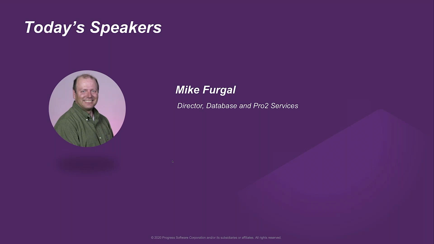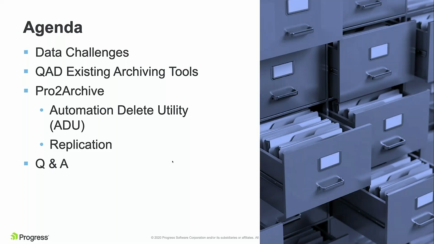Thank you very much, Susan. So today we're talking about our Pro2 Archive product. It's really a product and a service. And this is the agenda we're going to walk through. We're going to talk about data challenges for QAD, what exists today, what Pro2 Archive is, and it is actually a combination of two existing products, one called the Automation Delete Utility, often known as ADU, and our Pro2 Replication Technology. And at the end, as Susan says, we'll take questions.